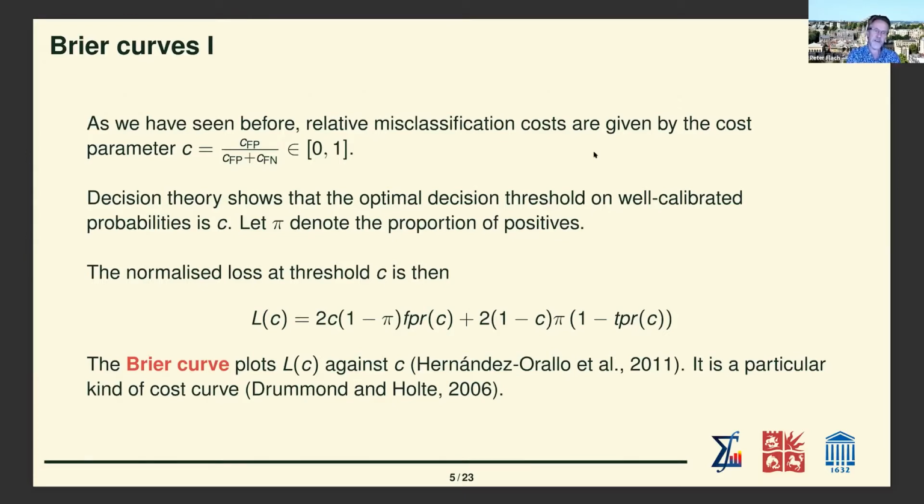Now, the Brier curve plots this loss as a function of C, against this value of C. So just to recap: we have a well-calibrated classifier, we have a cost parameter, we set the threshold of our classifier equal to our cost parameter C, and then we vary C from 0 to 1, and we plot the loss. And this is called a Brier curve.